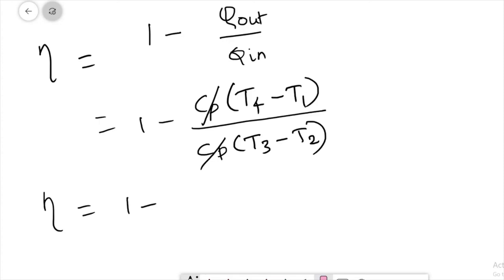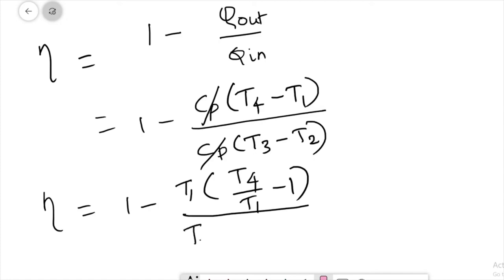So from here let us take T1 outside, and from the denominator let us take T2 outside. From the numerator I am taking T1 outside, it becomes T1 into (T4 by T1 minus 1), divided by T2 into (T3 by T2 minus 1). So this is a further simplification, and then we need to simplify this further.